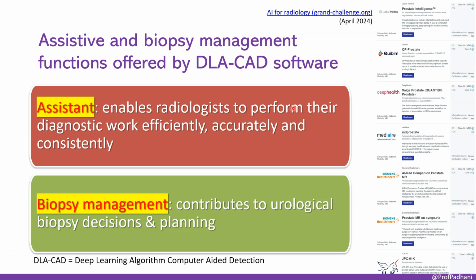This might involve highlighting suspicious areas, providing measurements, or suggesting scores. Second, biopsy management, providing outputs like lesion segmentations or coordinates that contribute directly to urological biopsy decisions and planning, often integrating with fusion biopsy systems.